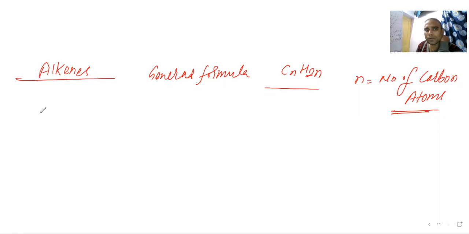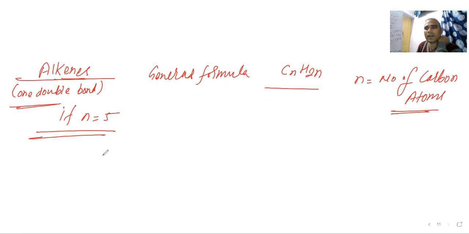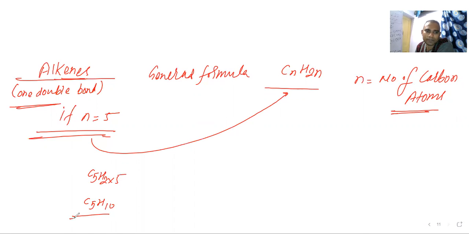Now, general formula. Suppose n is equal to 5. What kind of bond will be there? That is ene, so one double bond. There will be one double bond, that is compulsory. So if n is equal to 5, we put this value in the formula: C5H(2 into 5), so C5 and H10. C5H10. Do you understand this one?